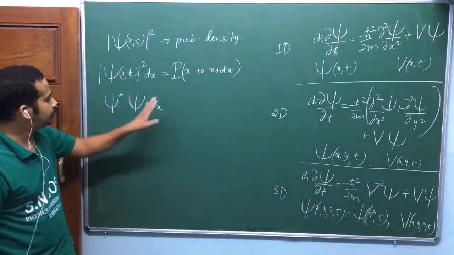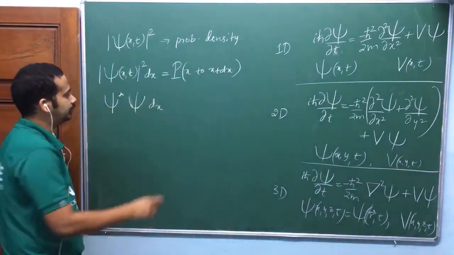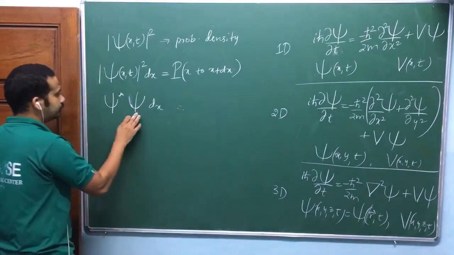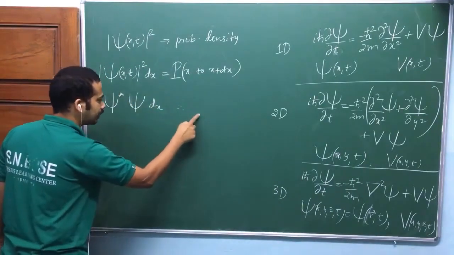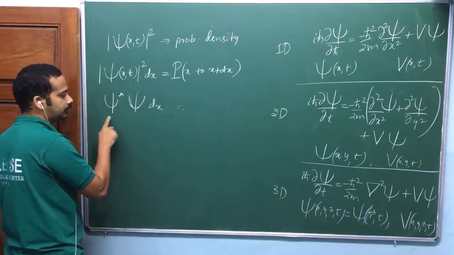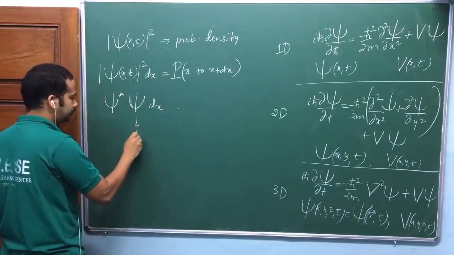So using this, can you tell me, if this should be dimensionless, what should be the dimension of this? If the total thing is dimensionless and these two have the same dimension, then what is the dimension of this one?